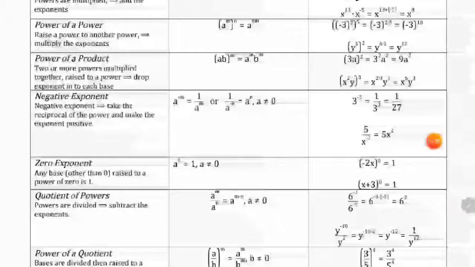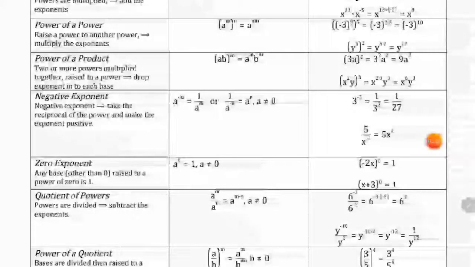So, for example, we have 3a quantity squared. Not only are we squaring the 3, but we're squaring the a as well. So it becomes 3 squared a squared, or 9a squared. Same deal here, x squared times y to the third power. So that's the x squared is going to the third power, and then that y is also going to the third power. So we have x to the 2 times 3 from our previous property there, and then y to the third equals x to the 6, y to the third.